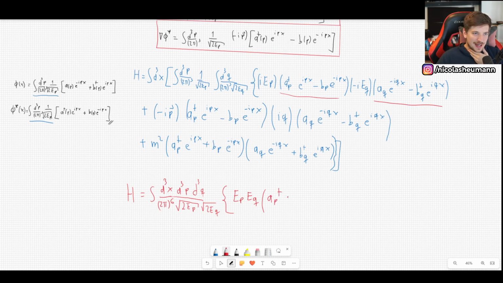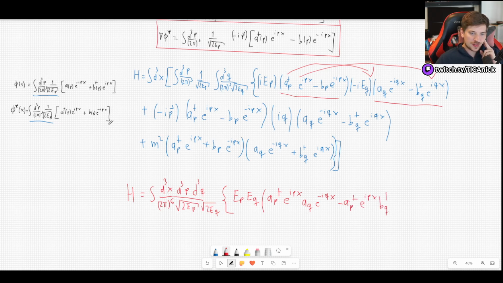So we got a_p dagger e^{ipx} a_q e^{-iqx}. So that's the first one. Now that's that times this, now that times that. So then we have minus a_p dagger e^{ipx} b_q dagger e^{iqx}.